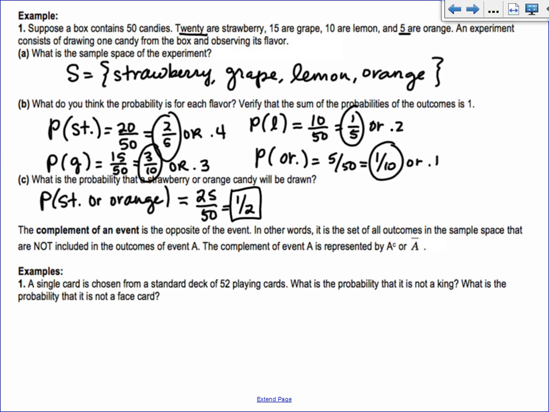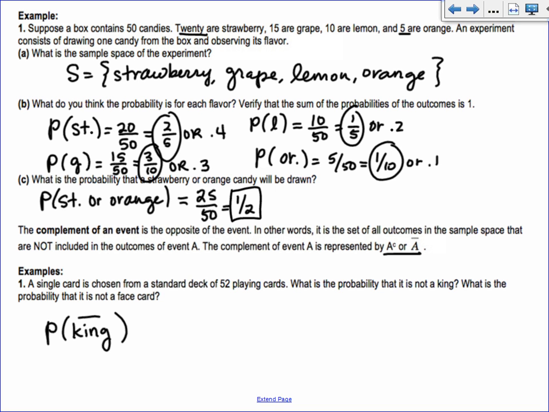Okay, the complement of an event is the opposite of an event. And this just helps when we are counting sometimes. Sometimes it's easier to count the opposite than actually counting how many of something else we have. So we write complement as a complement or a bar. Okay, so it says a single card is chosen from a standard deck of 52 playing cards. What is the probability that it is not a king?